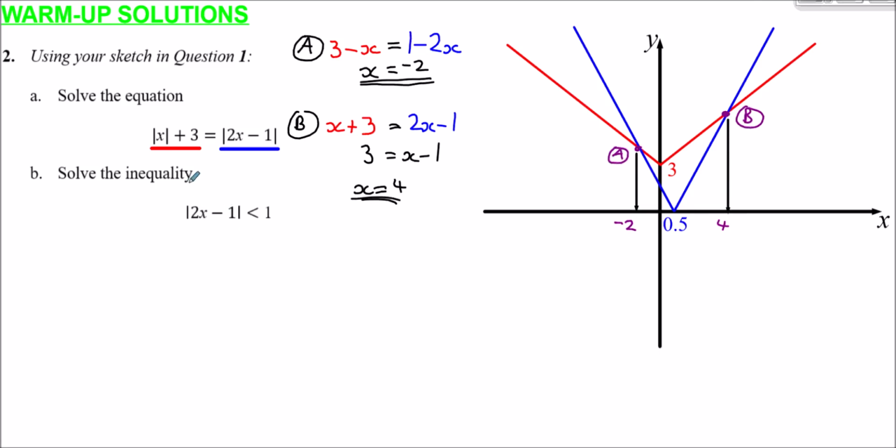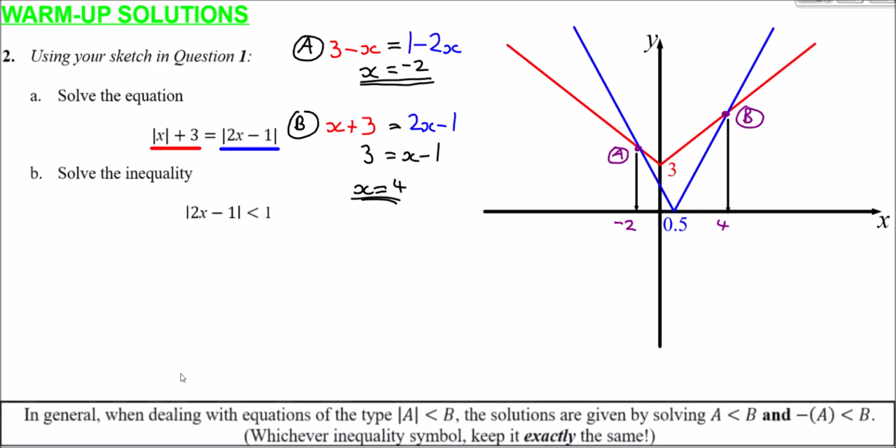In part B of question 2, we have to solve a modulus inequality. So we need to solve mod of 2x minus 1 less than 1. To solve inequalities involving moduluses, or moduli, I suppose I should say, using the Latin, we can always remember this general result. When dealing with inequalities of the type mod A less than B, or mod A then whatever symbol B, the solutions are given by solving when A itself is less than B, and when minus all of A is less than B. Whatever inequality symbol you've got here, keep it exactly the same and the same way round.